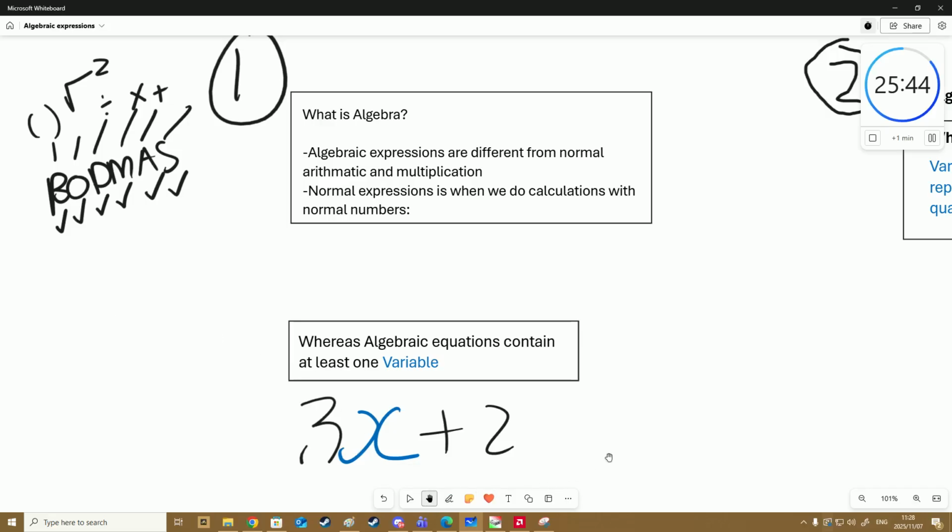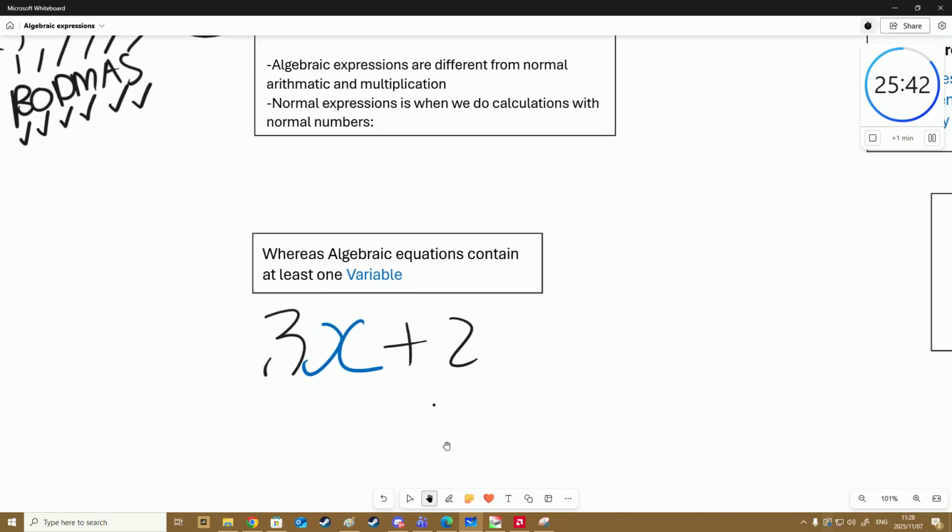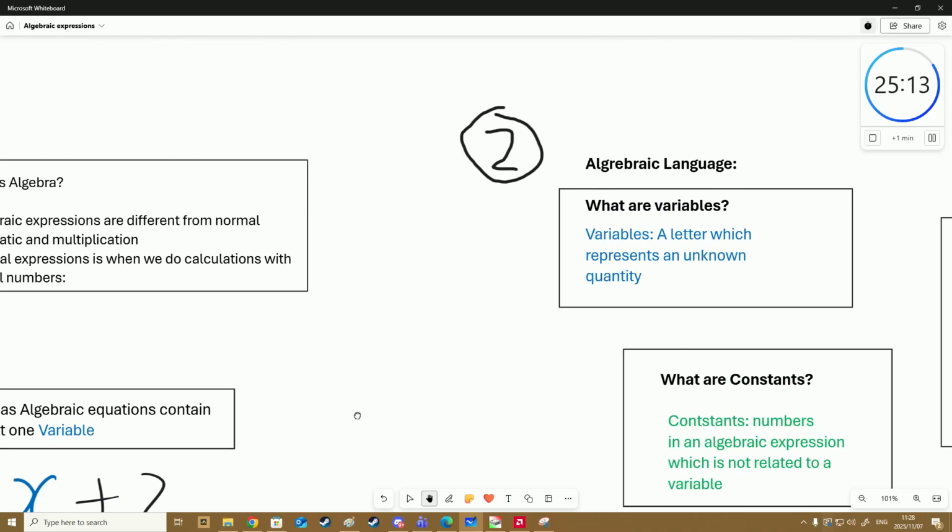Alright, so what's the difference between this and algebraic equations? Well, in algebraic equations we have something called a variable. So a variable is a letter which is inside of the normal expression. Okay, so it looks a bit different compared to a normal expression. Alright, so what are variables, and what are coefficients, and what are constants, what are terms? Let's get that out of the way.